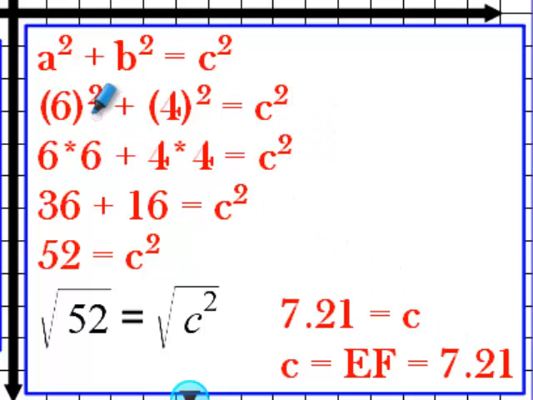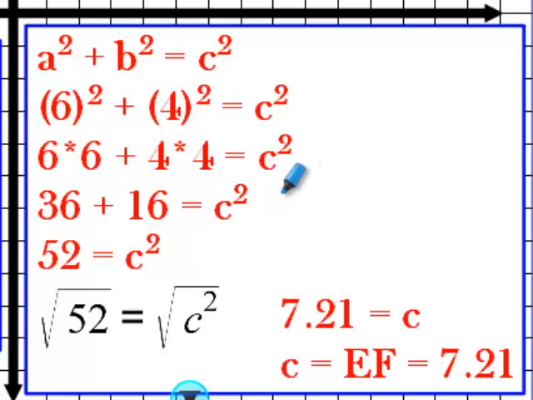Now let's look at what power does in this term. When I raise something to the power of 2, what I'm really doing is multiplying the base, in this case 6, by itself twice. So 6 squared is really just 6 times 6. Okay, great. Now likewise, 4 squared is just 4 times 4. So now all we have is a multiplication and addition problem. Fantastic. It still equals C squared.